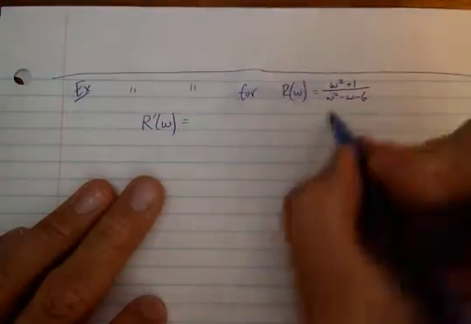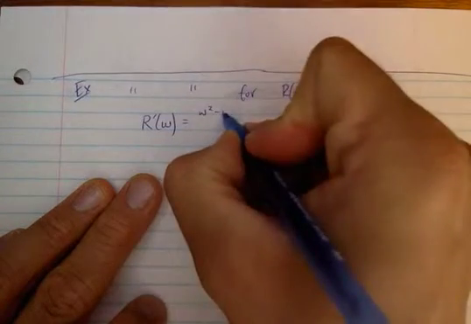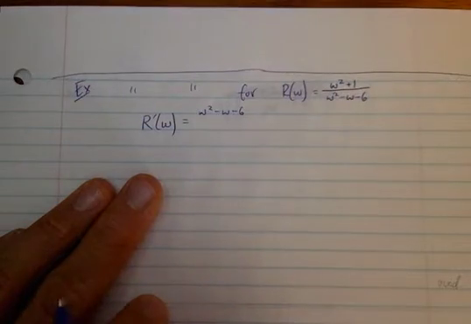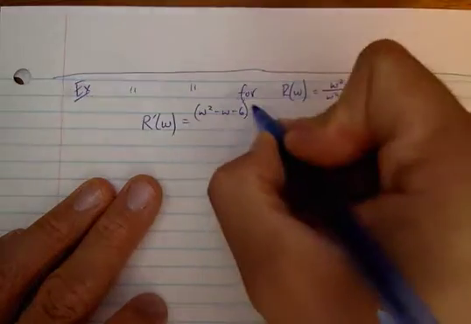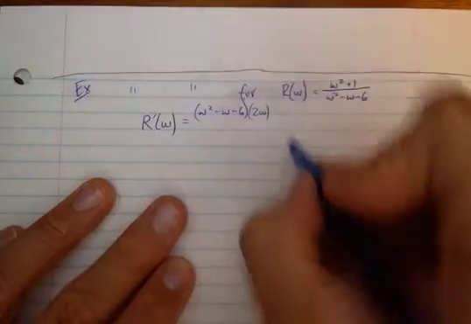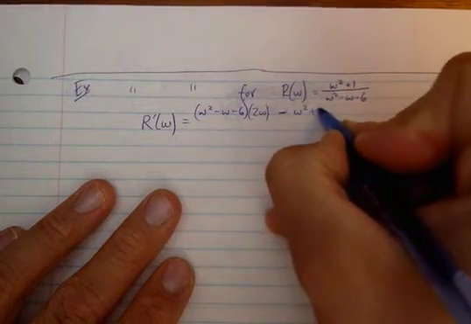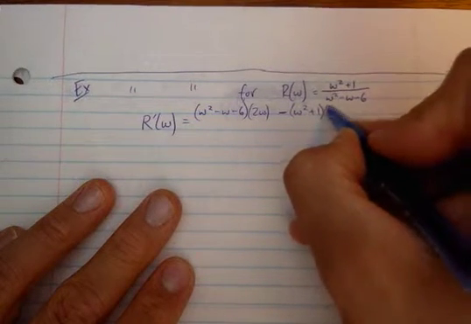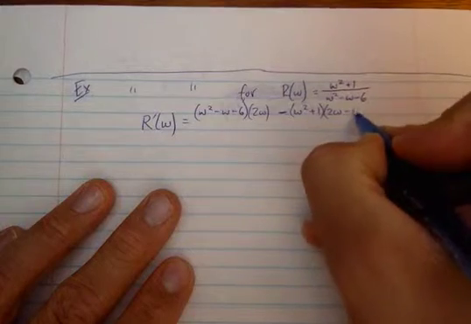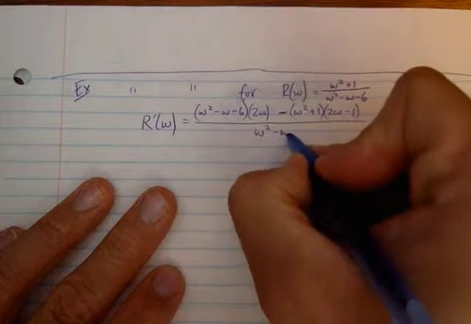And my mantra is, Kyle, put the denominator up top and put a minus sign. W squared minus w minus 6, and then we have times the derivative of that, which is 2w. With our minus sign, we then have w squared plus 1 times the derivative of the bottom, which is 2w minus 1, all over the denominator squared.